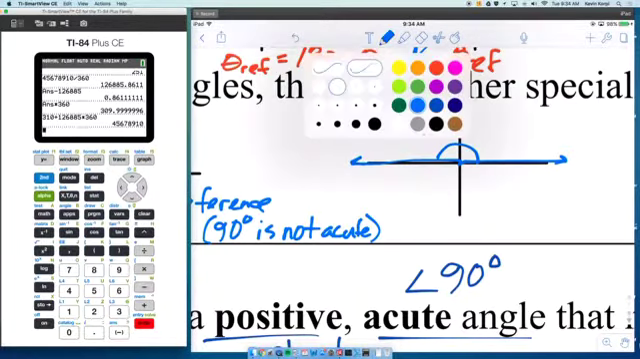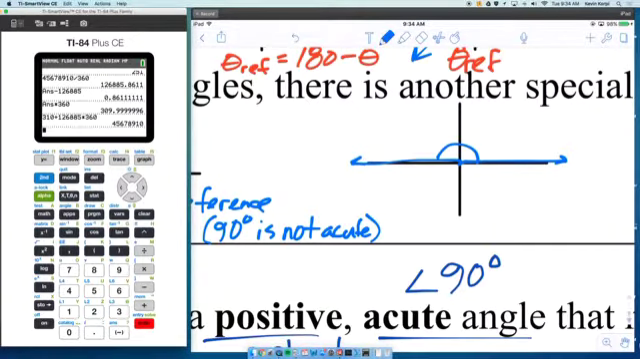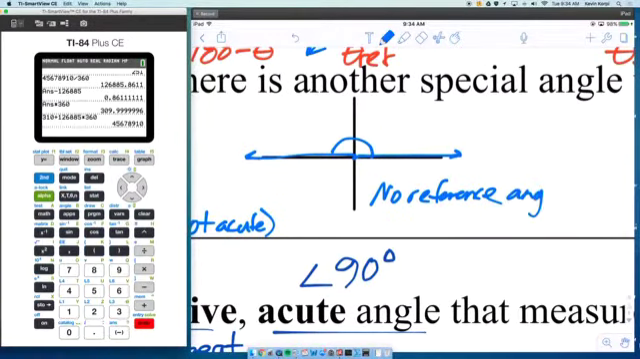Well, what is the positive acute angle between the terminal ray and the x-axis? 0. Is 0 acute? It's less than 90, but it's not. It has to be strictly between 0 and 90. You've collapsed it down to nothing. So we would say, again, there's no reference angle, because it would be 0 degrees, which basically collapses to nothing.